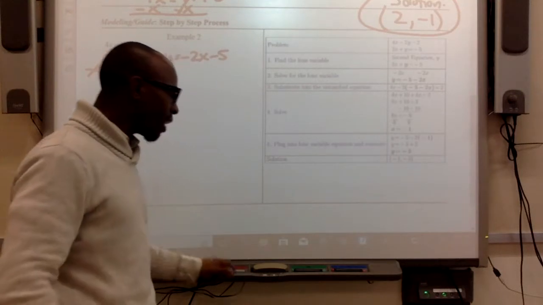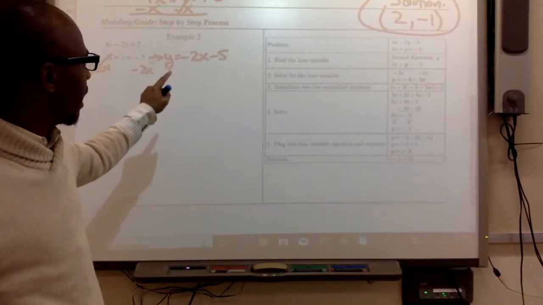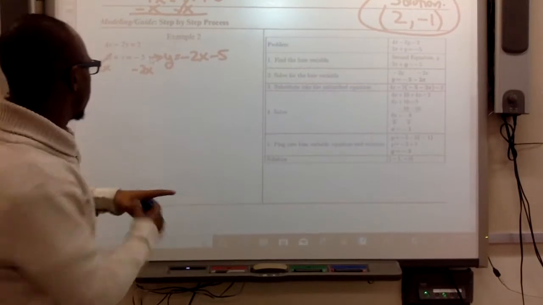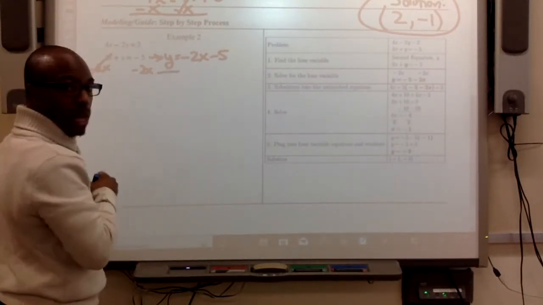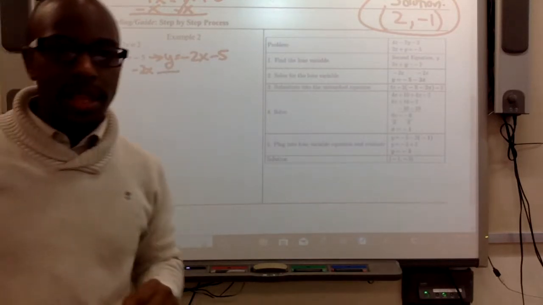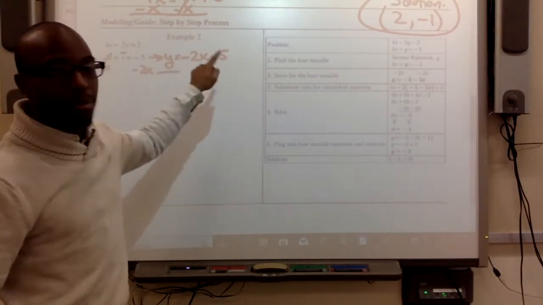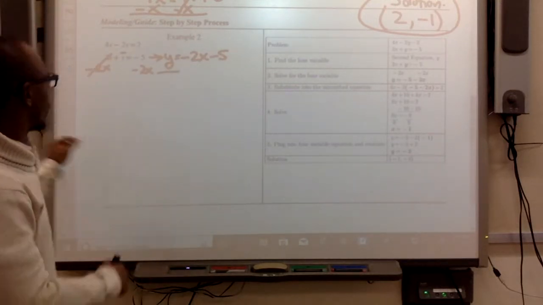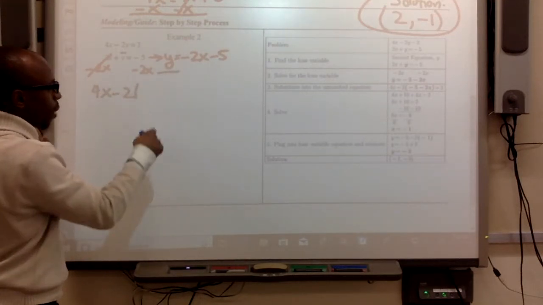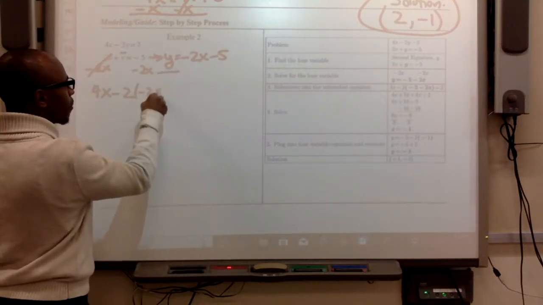Awesome. Now that I have y by itself, I'm going to substitute it into the first equation. I'm going to substitute that y into this y here. So when I see that y in the first one, I'm not going to write y. I'm going to write negative 2x minus 5. Okay, so let me start to write the first equation. It says 4x minus 2, and now it's supposed to be y there, but I'm not going to write y. I'm going to write negative 2x minus 5.